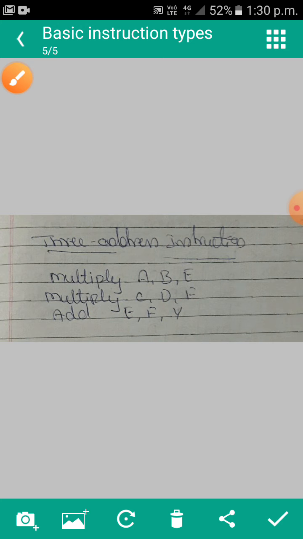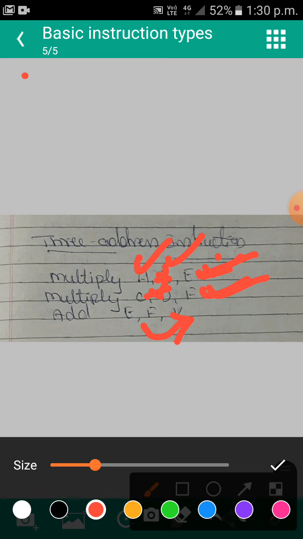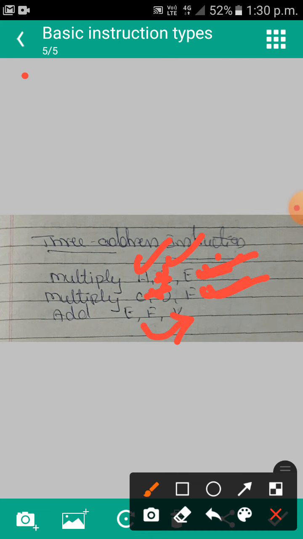In this instruction, multiply A, B. We have to multiply A, B and store in E. And next we multiply C and D, and the result is stored in F. Then adding the values of E and F, that is, the multiplication of this and the multiplication of this, stored in E and F. Adding E and F, the final result is stored in Y. This is three address instruction.